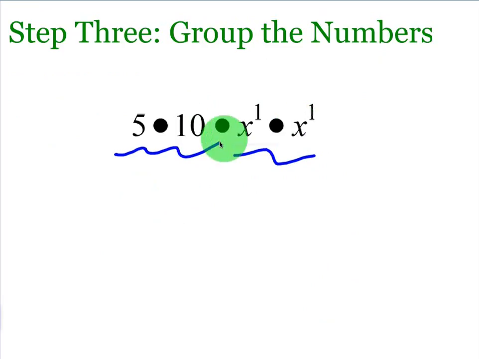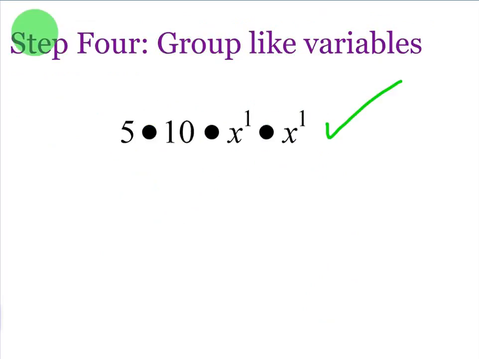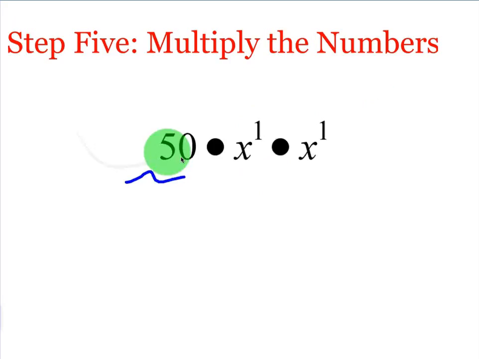All right, so now that we have the numbers together, that leads us to step 4, which basically takes care of itself once you group the numbers in this example. Of course, if we had x's, y's, and z's, we want to group the x's with the x's, y's with the y's, and z's with the z's. But for this example, we've already got that done. The x terms are grouped, so let's move on to the next step, which is just multiplying the numbers.